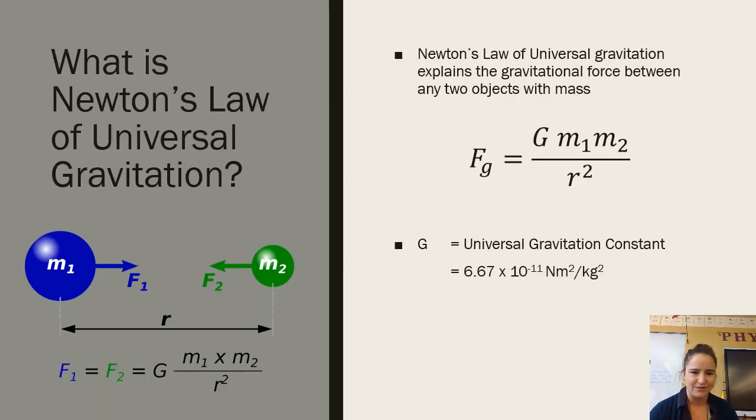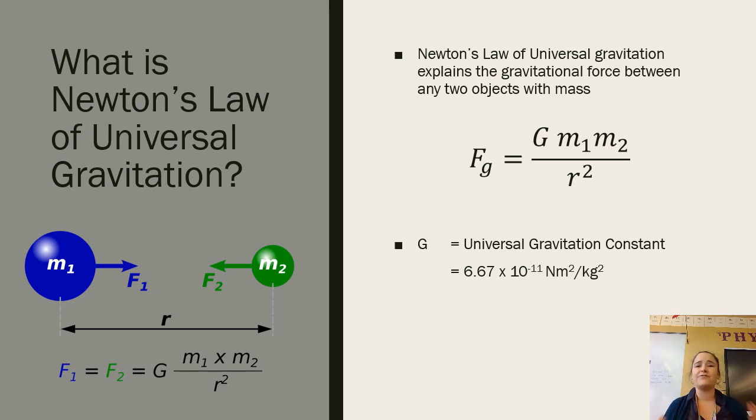So what is Newton's law of universal gravitation? Basically, it explains the gravitational force between any two objects with mass. The equation that we talked about before was only for the force of gravity of something being attracted to the Earth. So Earth was one of these masses. But this can be done with any two masses. This could be the Earth and the Moon, two students sitting in class, a star and another star, a star and a black hole. Any two objects, this equation can calculate the force of gravity between them.